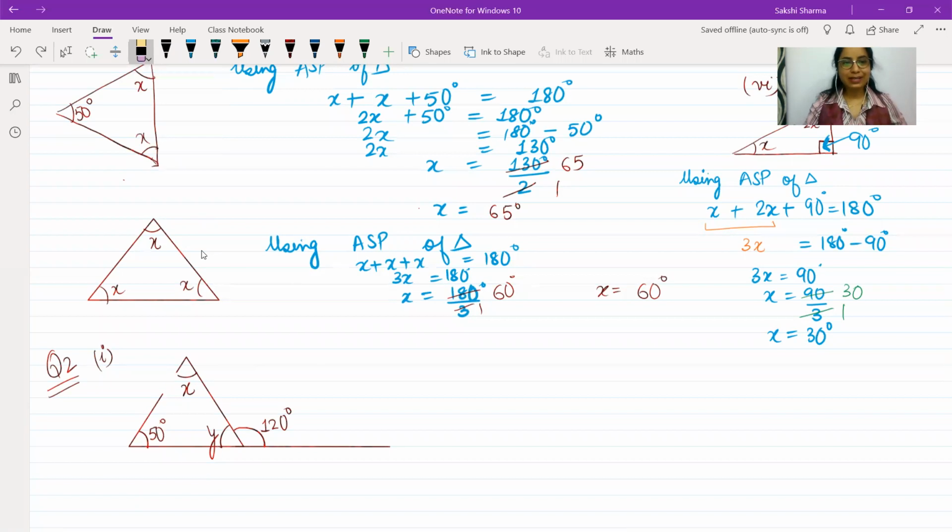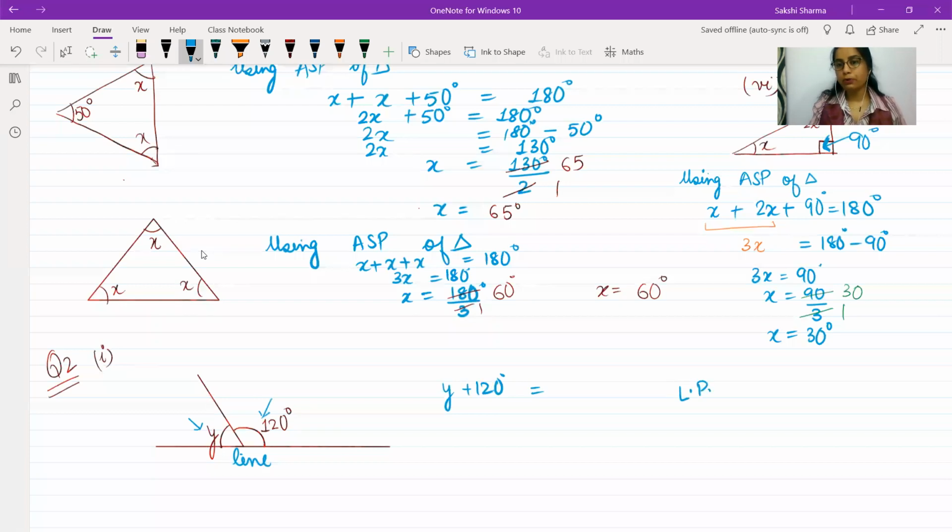Okay, Bhavya has calculated the value for X as well. So if you look at the figure now, I have erased one side of the triangle on which I had X and 50. Now here, if you look closely, this is a line on the bottom, a horizontal line, and these form two angles on a line. So Y and 120, they form a linear pair.